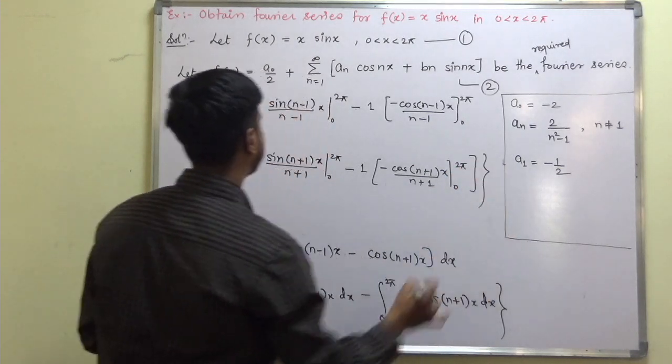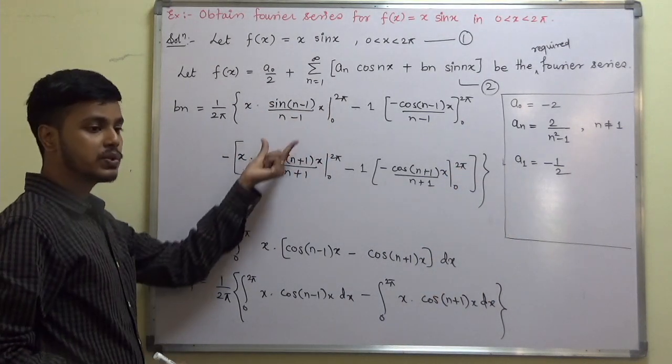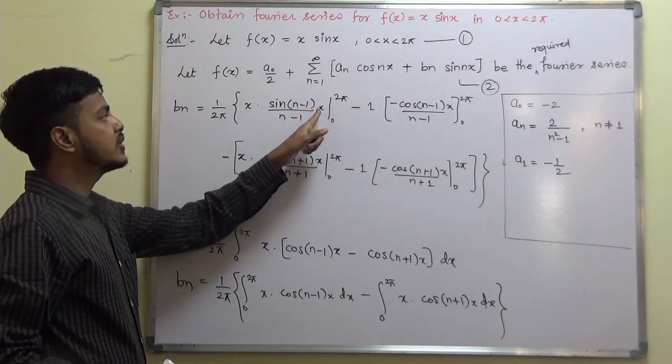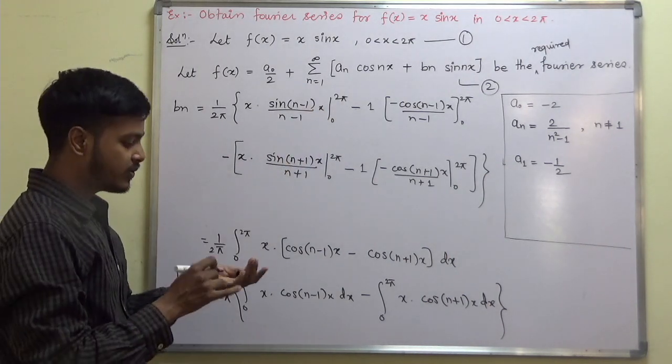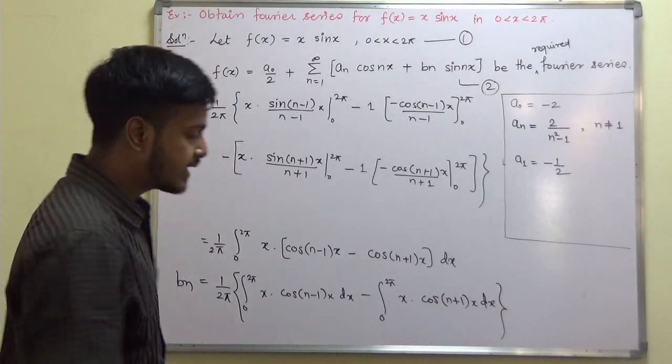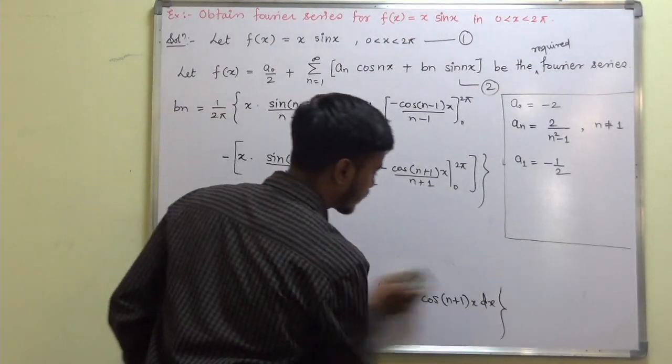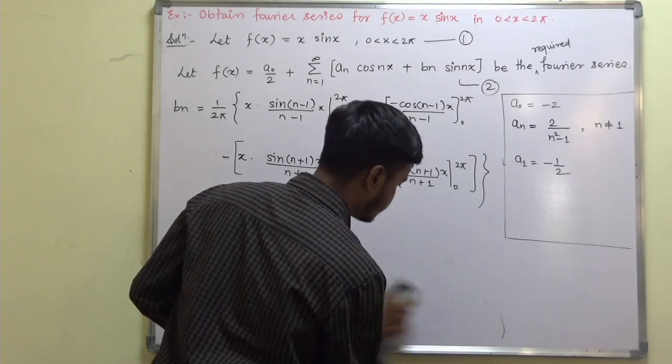This completes here. Now as you can see, in the first two terms, sine 2 pi is 0 and sine 0 is 0. So the first bracketed quantity will give you 0 minus 0.